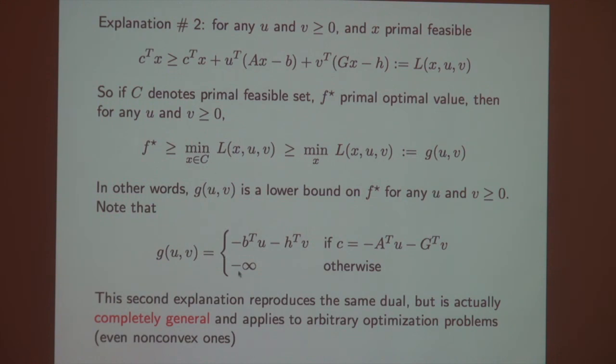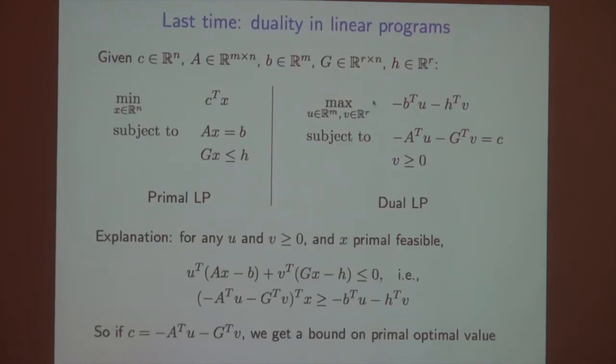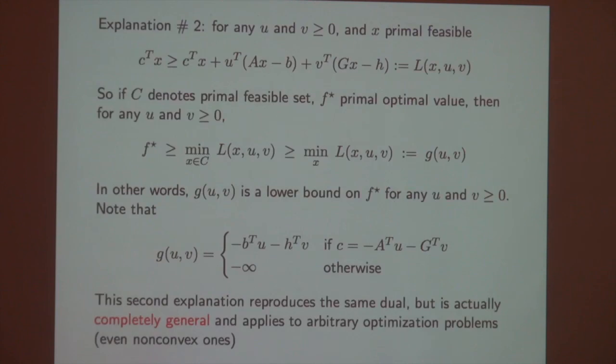Or it's minus infinity, because if there's any term left involving x that's not canceled out, we can always make that linear function as small as we want. So that was our dual function. And maximizing this dual function, which gives us the tightest lower bound possible, maximizing this g(u,v), you can see, is exactly the same as this dual linear program. So the construction from Lagrange duality exactly coincides with what we did before.